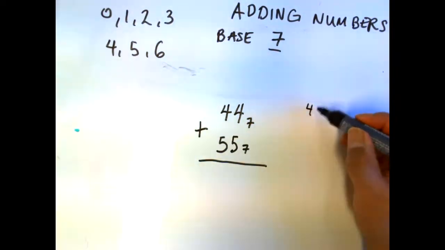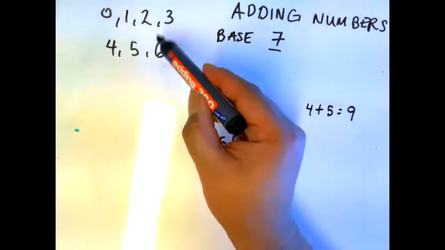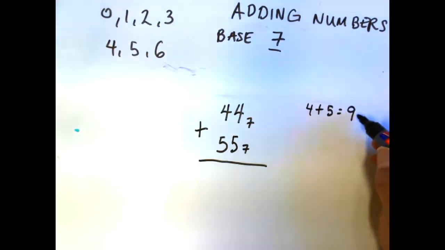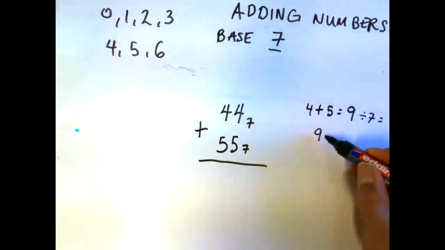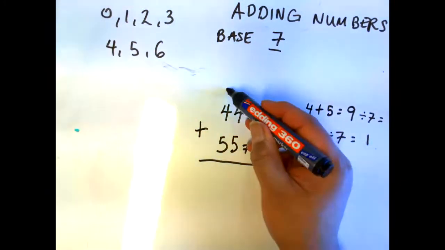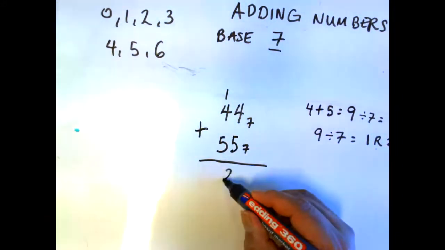4 plus 5 is 9. Can we write 9? We can't, because we're only allowed these numbers. So the question is, how many 7s are there in 9, or 9 divided by 7? We get 1 seven, and what's the remainder? The remainder is 2, so you put it down in here.